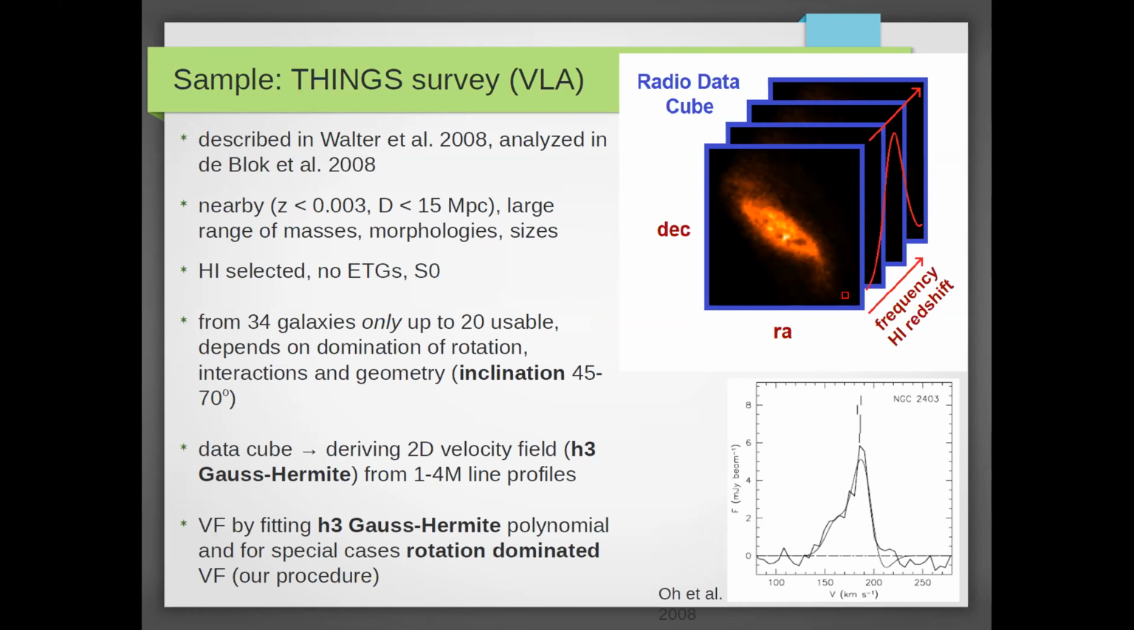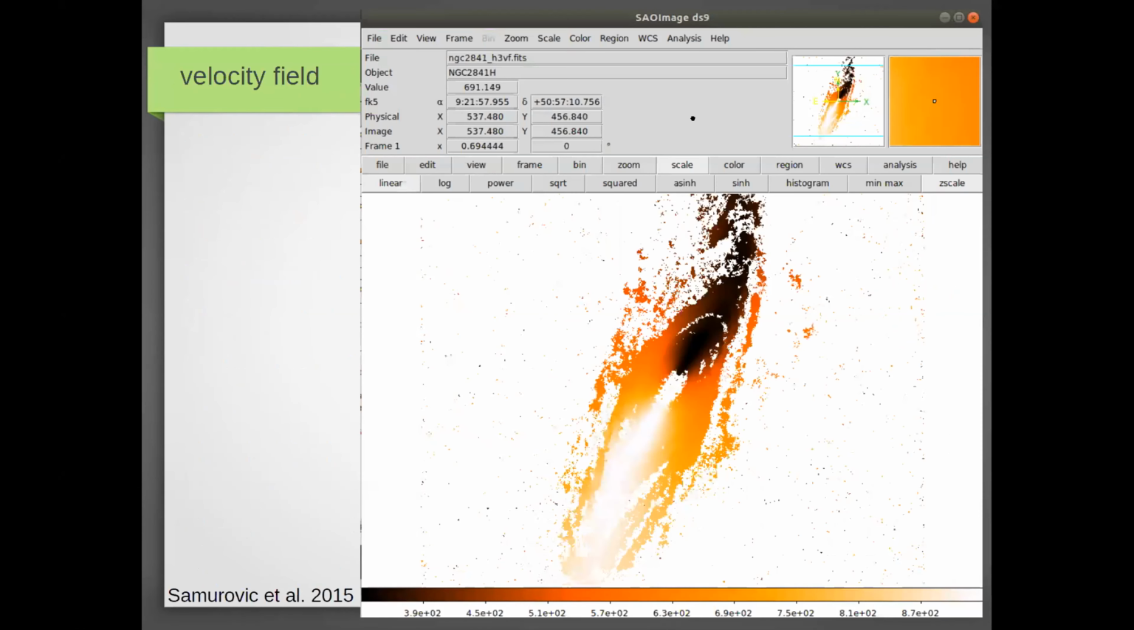So we had to develop our own procedure for when other types of motion were present, when we have a double peak or a blended line. We were supposed to distinguish a rotation from this other motion and construct a velocity field from that. This is one example of a very well-defined velocity field.